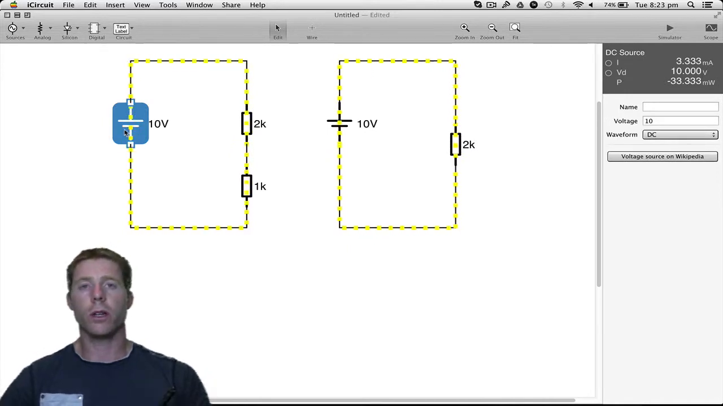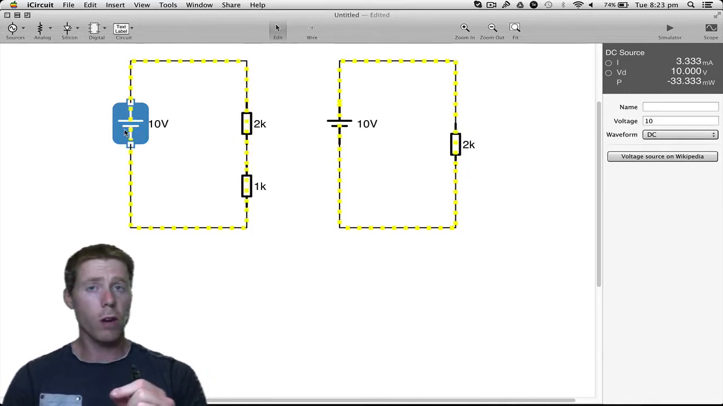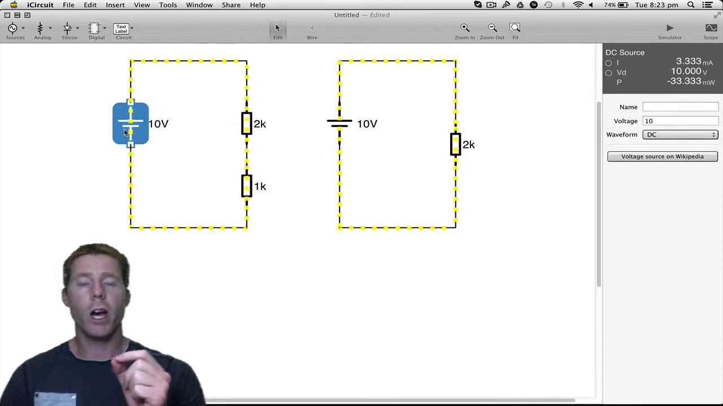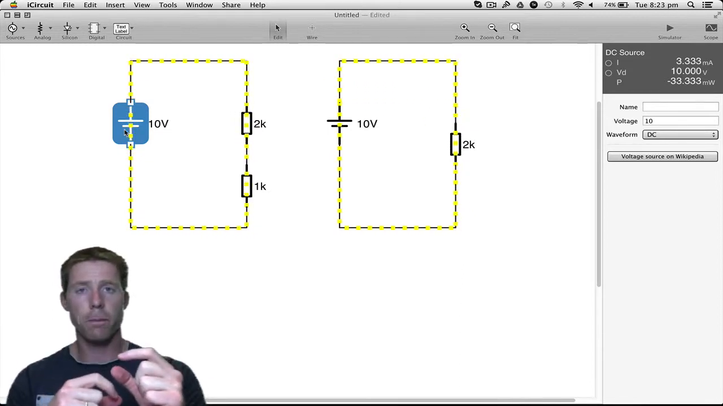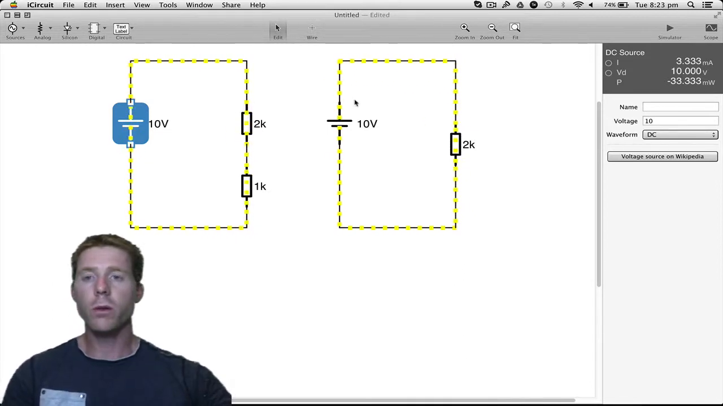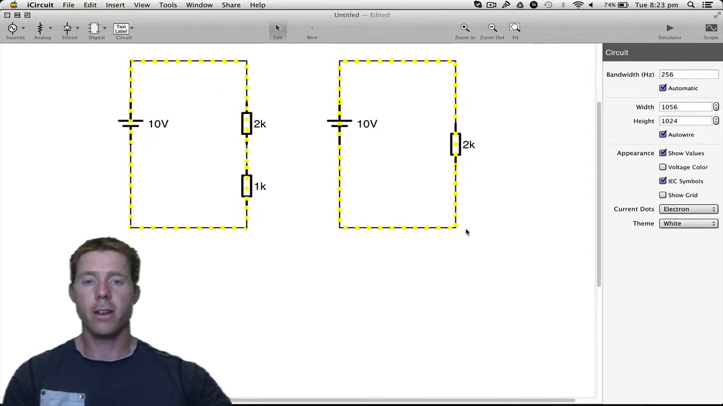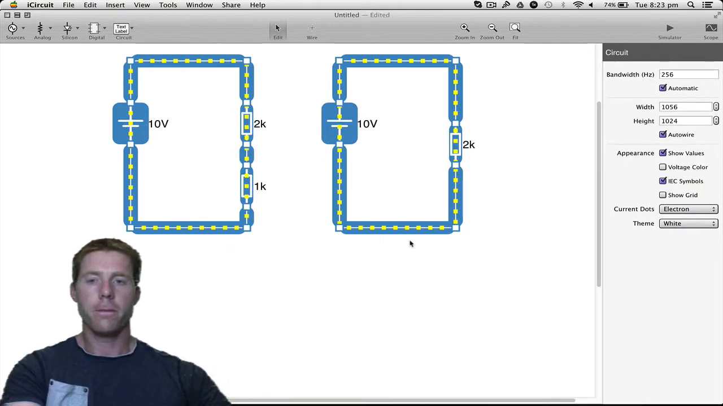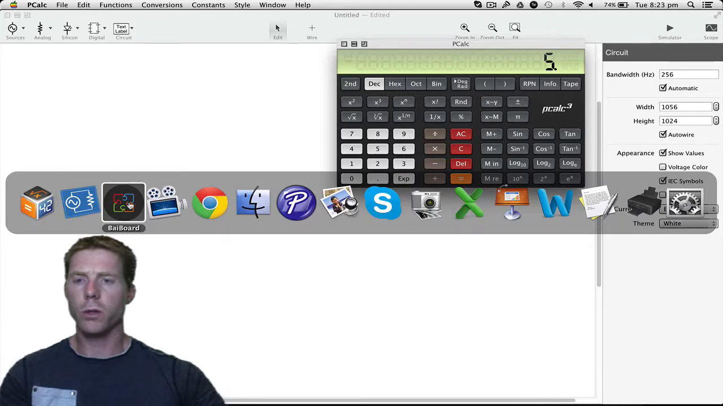In a series circuit, the current is the same through every component, so remember that. However, the voltage will divide itself up. Now that we're going to do parallel, it's the complete opposite of that. So what is a parallel circuit?